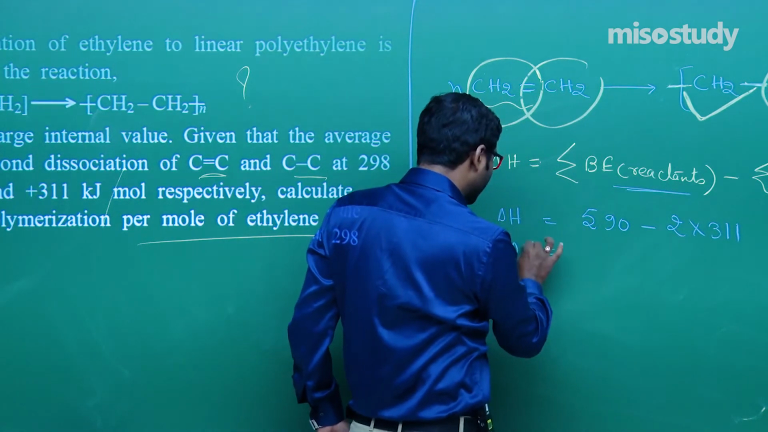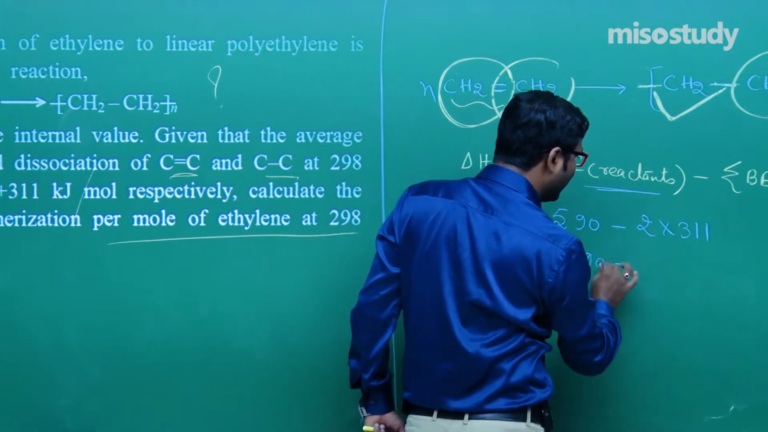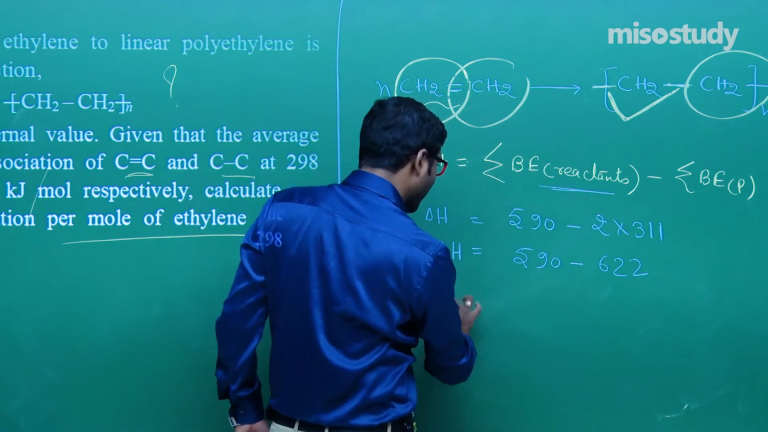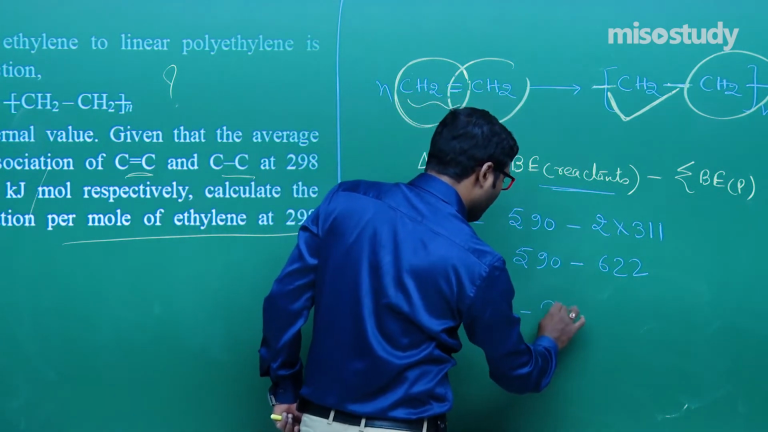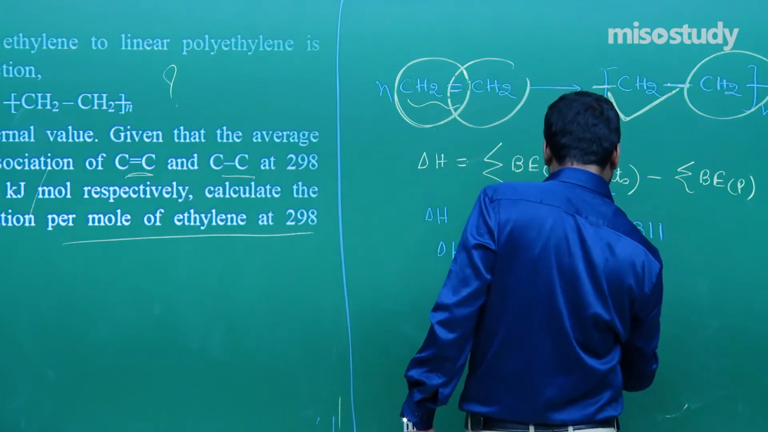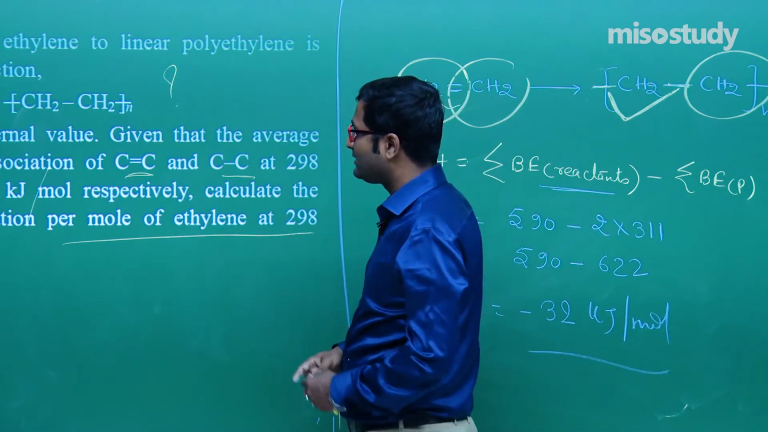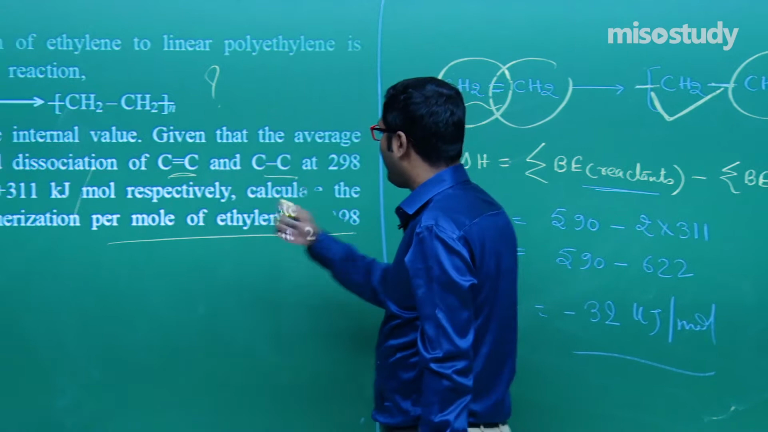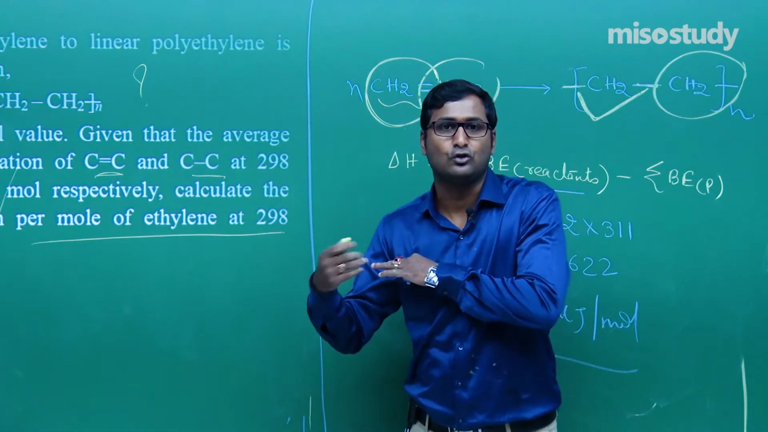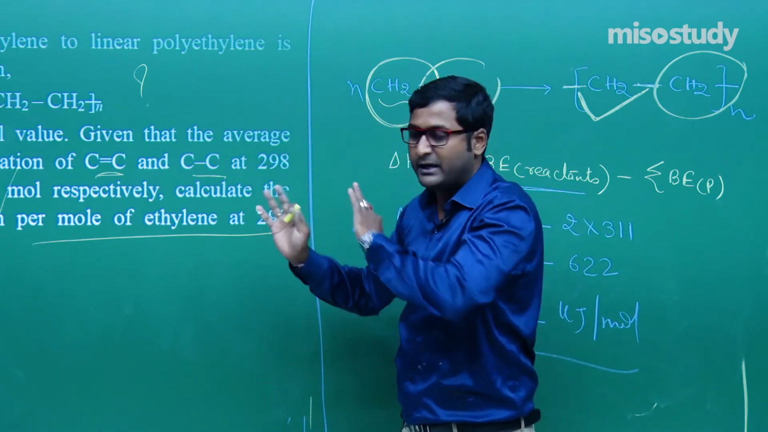Clear to you? So delta H is equal to 590 minus 622, and delta H is equal to minus 32 kilojoule per mole, because the question asks to calculate the enthalpy of polymerization per mole. If there is n mole, then what will happen? We know if there is 1 mole, 2 mole, 3 mole, 4 mole. So this kind of question looks tough, but it's not so tough.